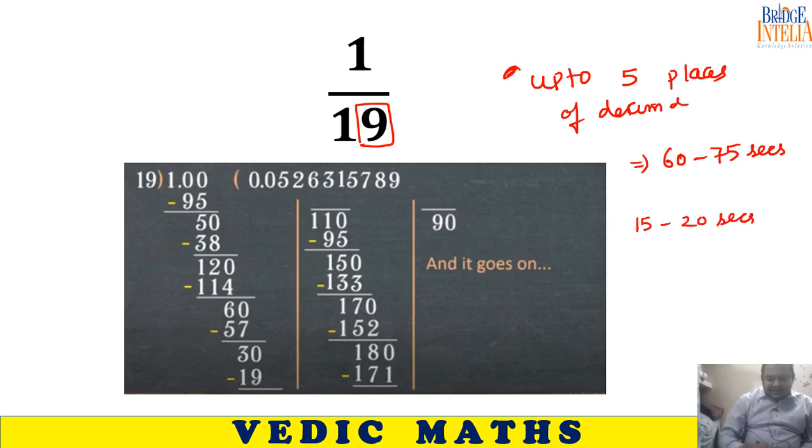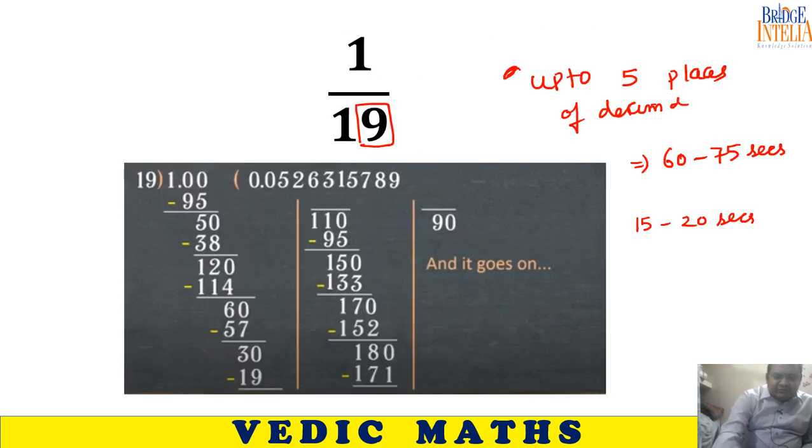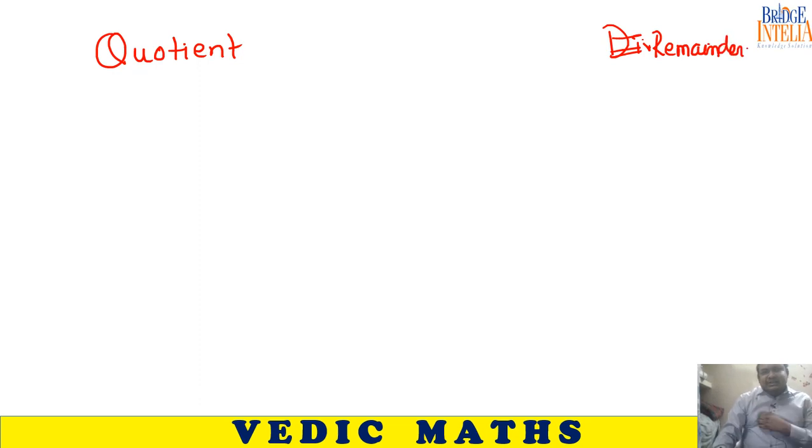Let us see what that trick is. Let's take the same example, 1 by 19. Let us understand the trick. You are trying to divide 1 by 19. Before we discuss the trick, we have to understand the concept of quotient and remainder.